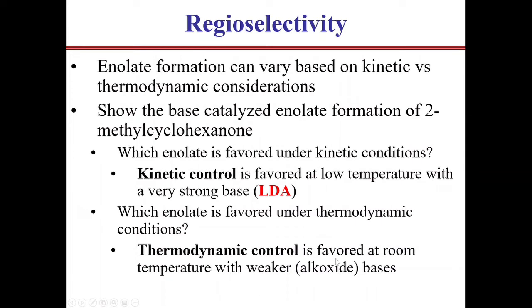It needs to be at least room temperature or higher, and then we're going to run it with a weaker alkoxide base. Kinetic control is at a low temperature, usually negative degrees Celsius, with a very strong base like lithium diisopropylamide or other types of amide bases that are suitable for the particular chemical reaction. So we look for nitrogen bases here and oxygen bases right there.